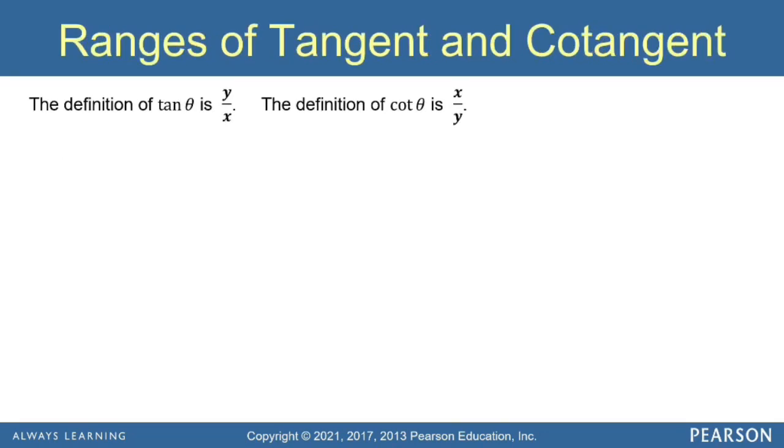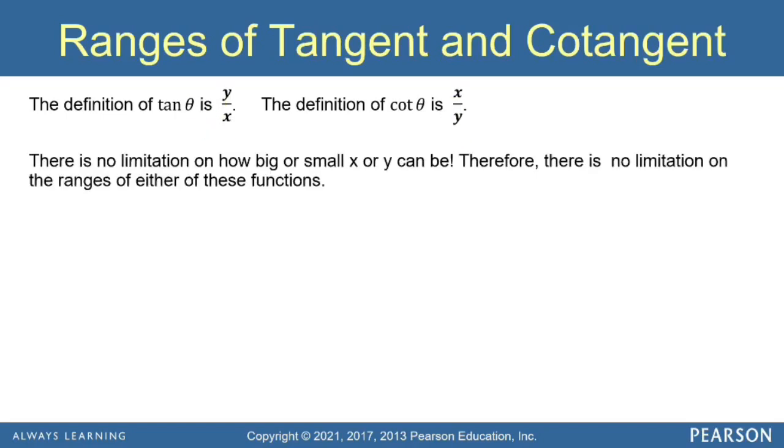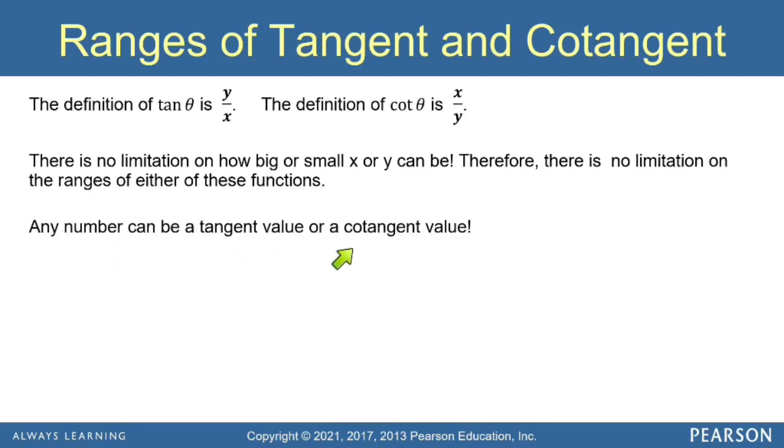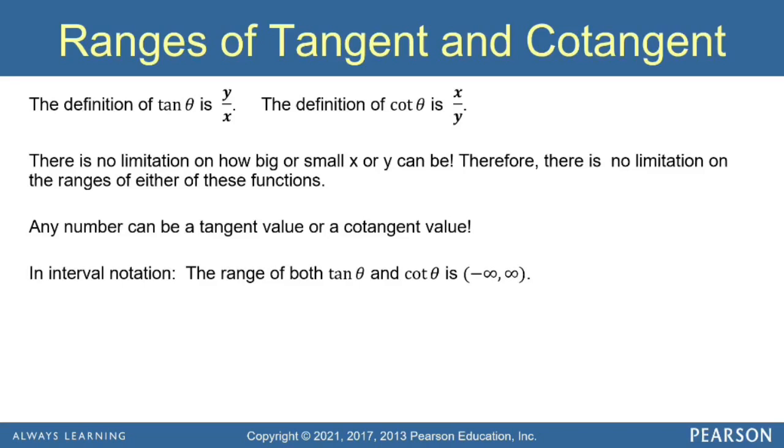And now the last two functions that we have left are tangent and cotangent. And of course, tangent is y over x and cotangent is x over y. And there's no r here. So there's nothing that limits the relationship between x and y. There's no limitation on how big x or y can be. Therefore, there's no limitation on the ranges of either of these functions. Therefore, any number can be a tangent value or a cotangent value. If you wanted to draw this on a number line, you'd have to shade the entire number line. And so in interval notation, the range of both of these functions is -infinity to +infinity.